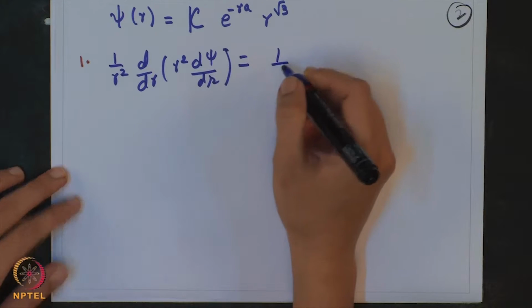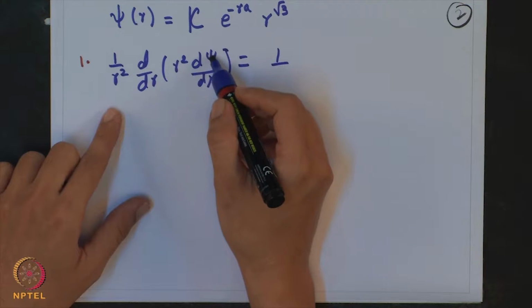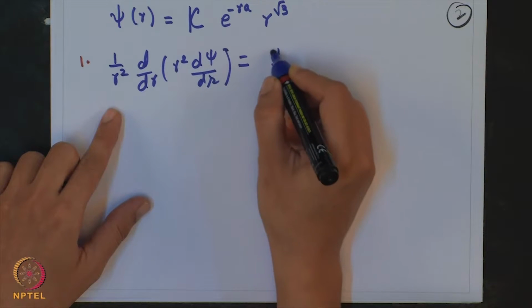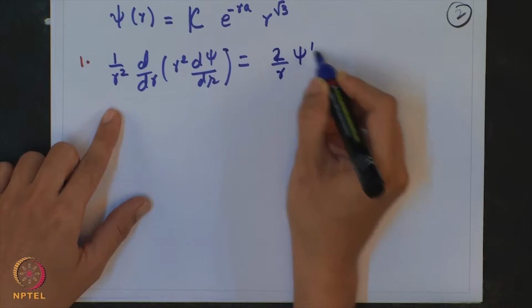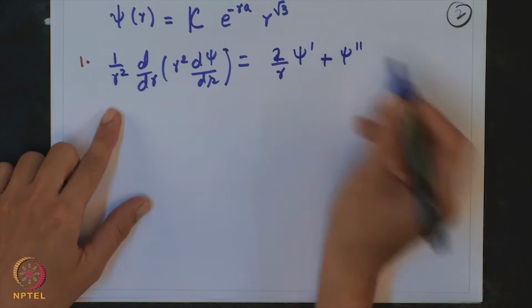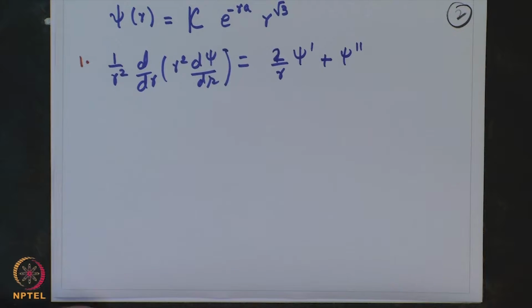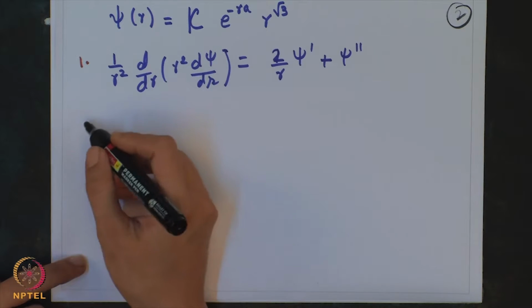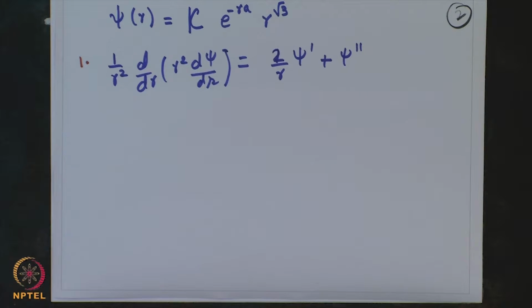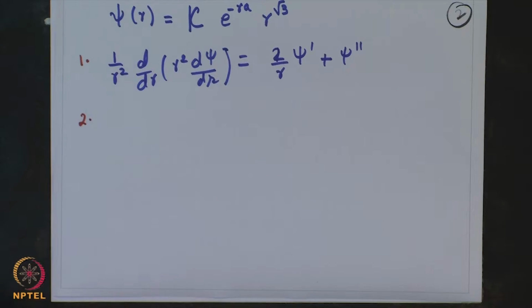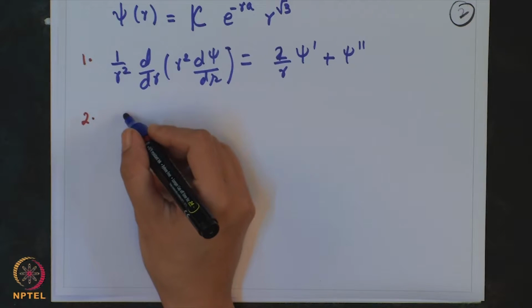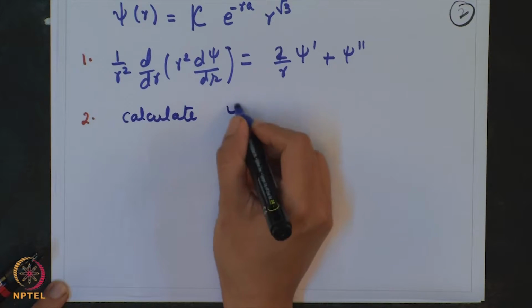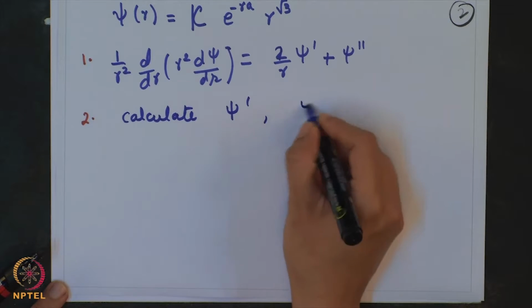This I call psi prime, and when I differentiate this, what I obtain is 2 by r psi prime plus psi double prime. So, this was point 1. For this, you need to differentiate. So, point 2 will be to calculate psi prime and psi double prime.